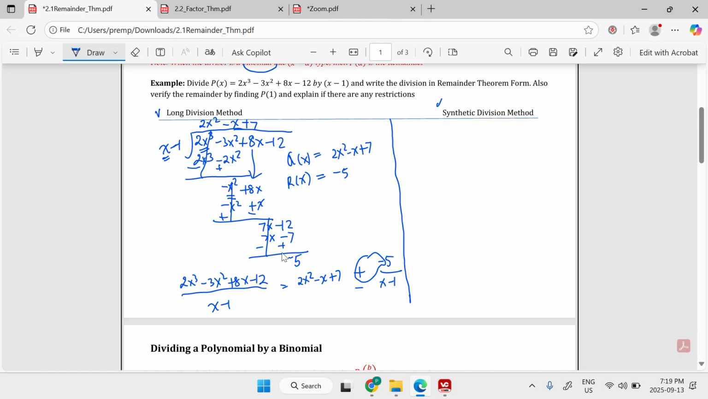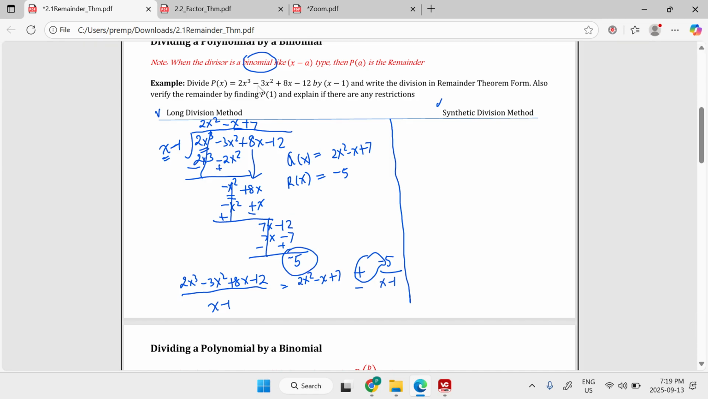You see the remainder here is non-zero. That means x minus 1 is not a factor of this, so it's not a factor of the polynomial. Now the other thing we do, synthetic division. So again students, synthetic is very simple to do.